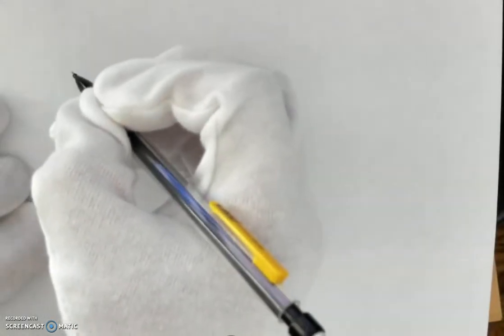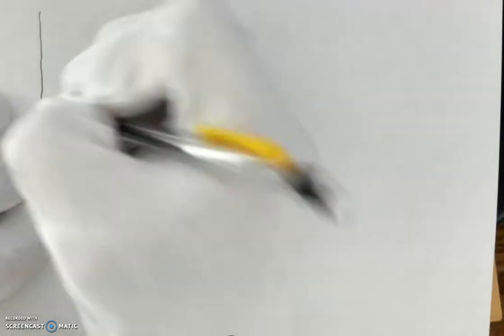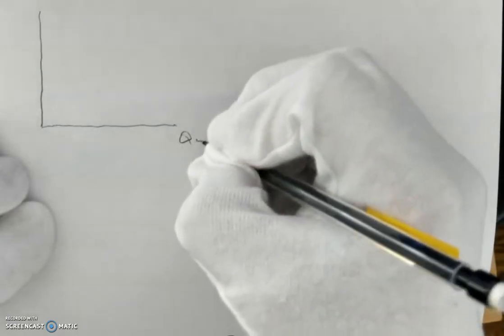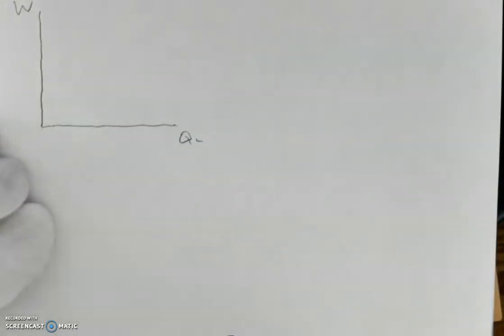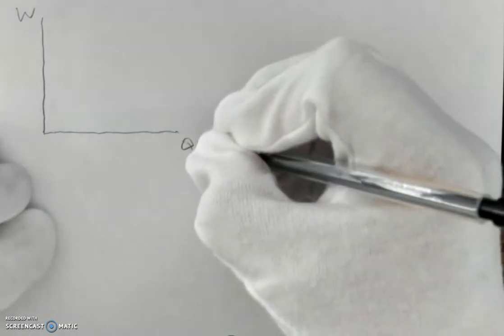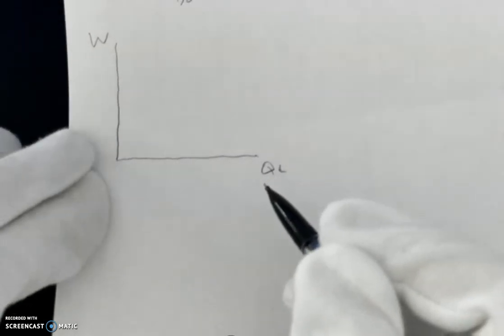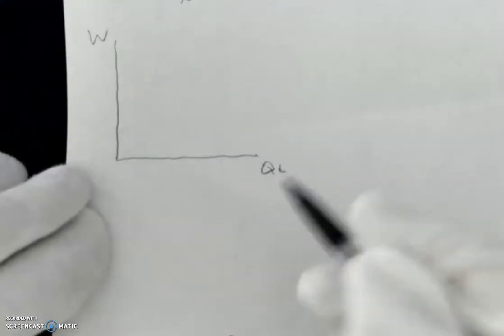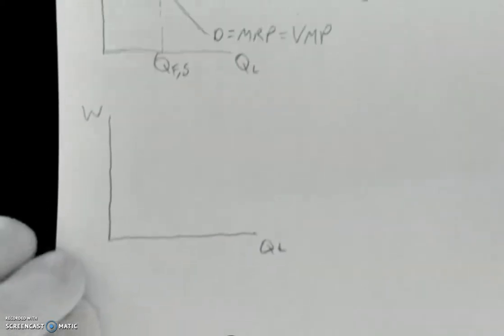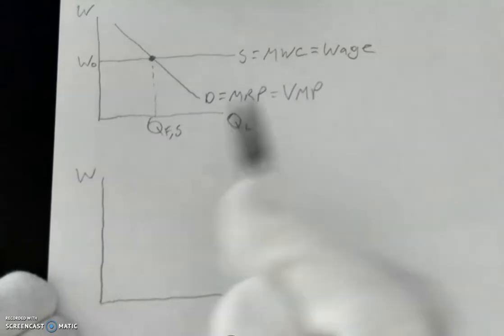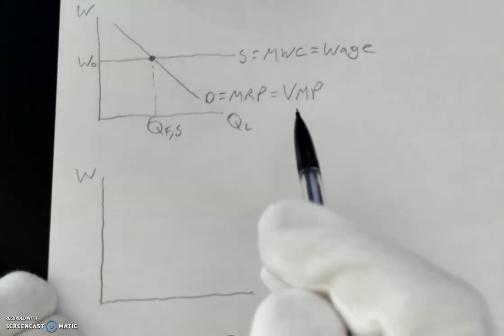Let's go on to another example. Let's now make our market slightly imperfect. Same axes. We're going to have quantity of labor here and the wage here. And now we will consider perfect competition in the labor market, but imperfect competition in the product market. And one thing I like to do is reference this initial graph that we built, because this is perfect competition in both the labor and the product market.